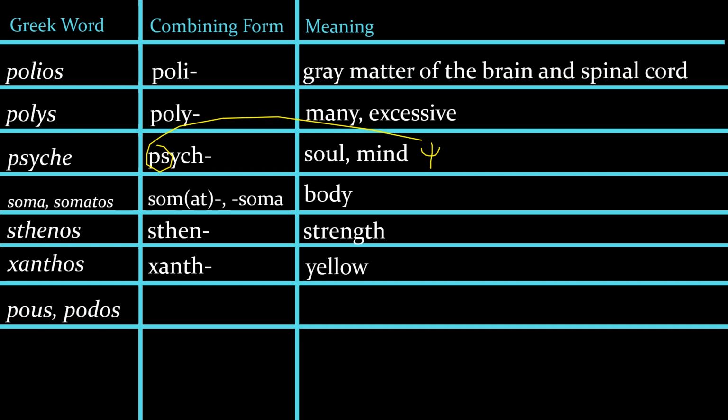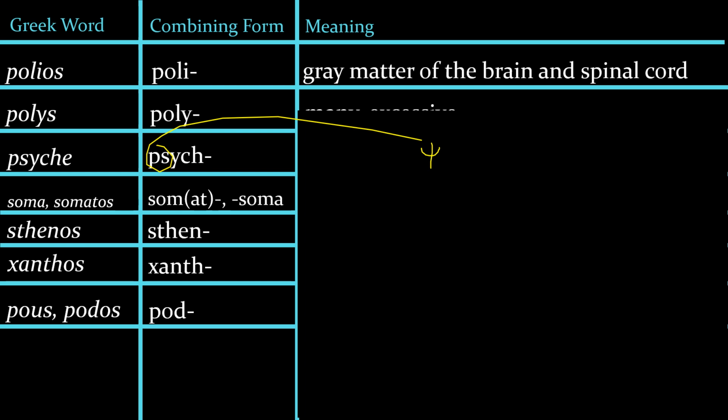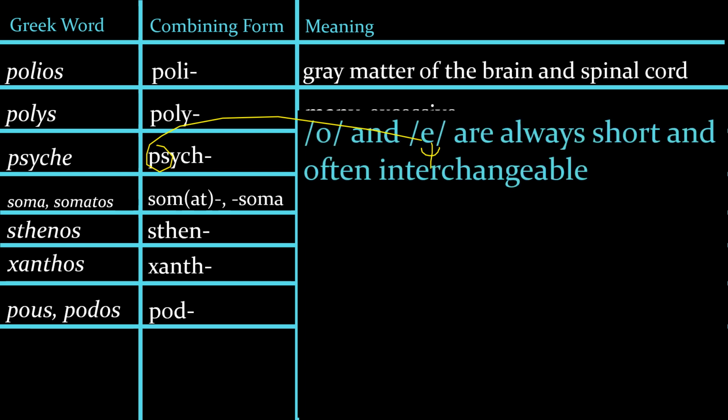And finally, we have pous or podos, and our combining form, or I should say one of them, is pod, and this is leg or foot. This is a good time to talk about the letter O, or the omicron in Greek. We have this interesting thing that happens in languages, especially in Greek, where O and E are always short vowels and they're often interchangeable. By that I mean there are words that started off being spelled with an omicron that somehow wound up with an epsilon in there, and vice versa.